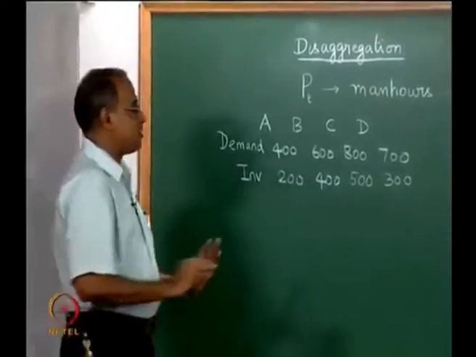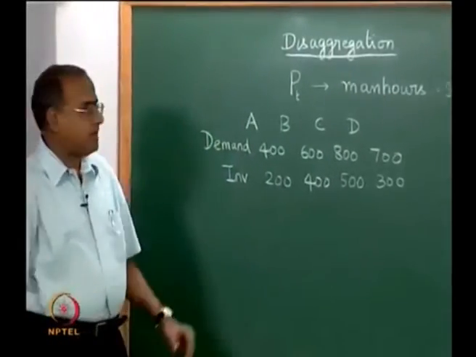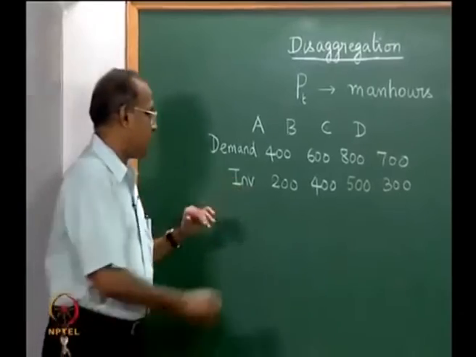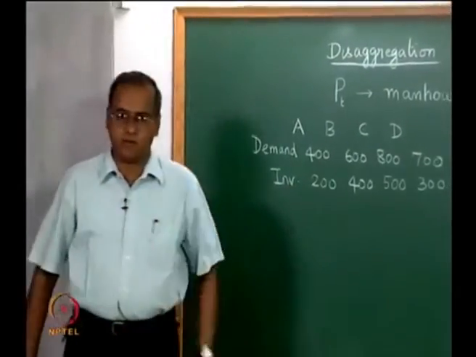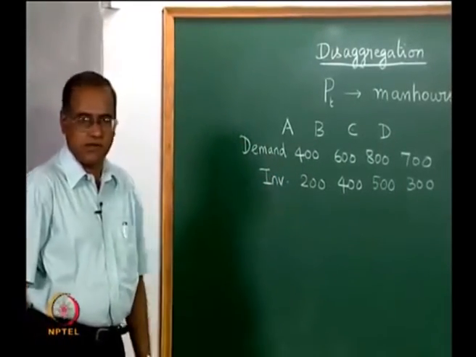So, we are looking at a situation where the total demand is equal to the total capacity and demand is also given in man hours. Similarly, the beginning inventory or inventory available is also given in man hours. So, all of them are in a consistent unit called man hours.